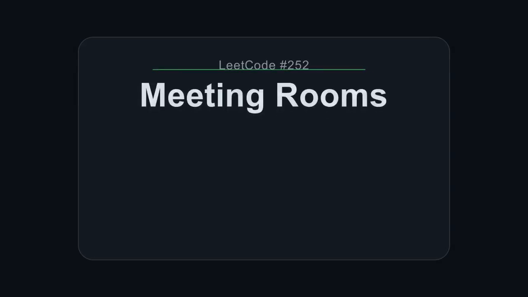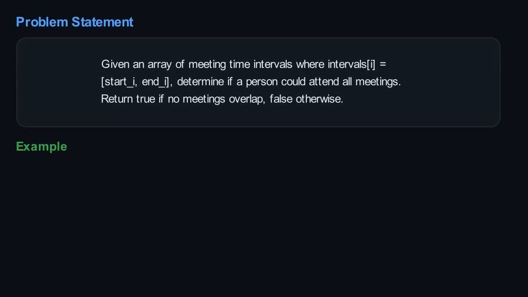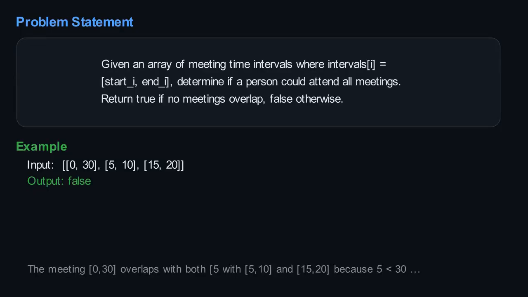Checking for overlapping schedules looks like a tedious comparison problem, but there is a sorting trick that turns a quadratic nightmare into a linear scan. The goal is simple. Given an array of meeting time intervals, determine if a person can attend all of them.